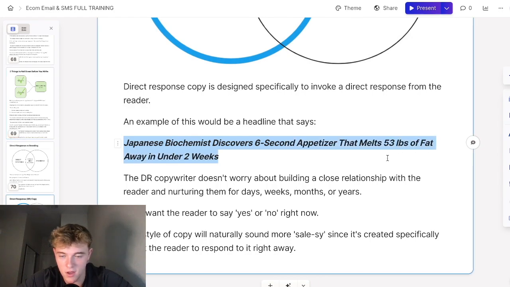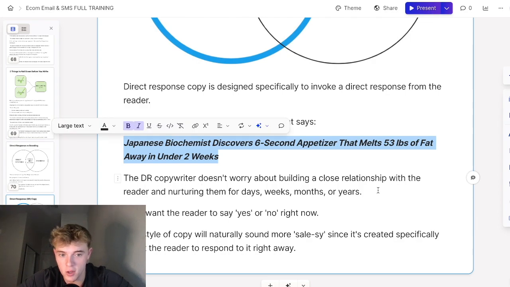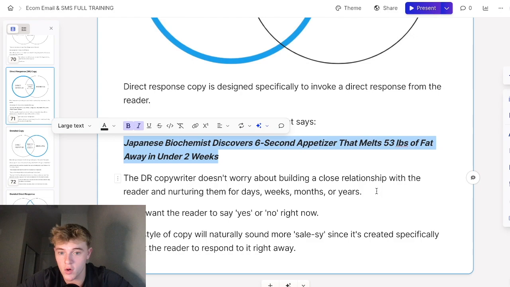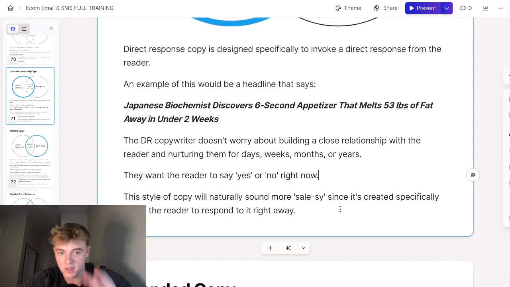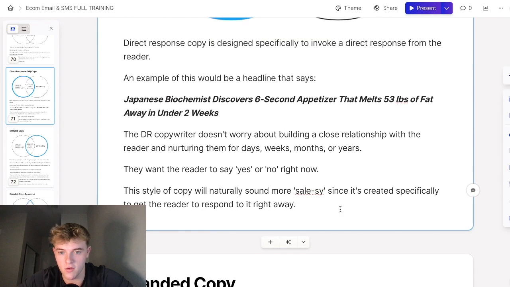This direct response copywriter doesn't worry about building a close relationship with the reader and nurturing them for days, weeks, months, or even years. They just want the reader to say yes or no right now. Direct response. So this style of copy will naturally sound way more salesy, since it's created specifically to get the reader to respond right away. That's kind of the concept of it.